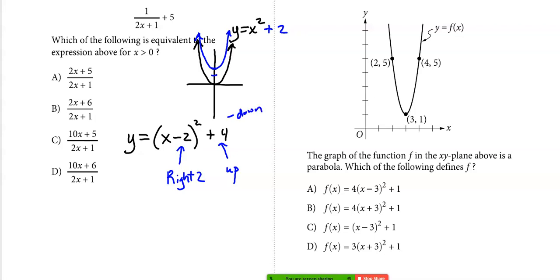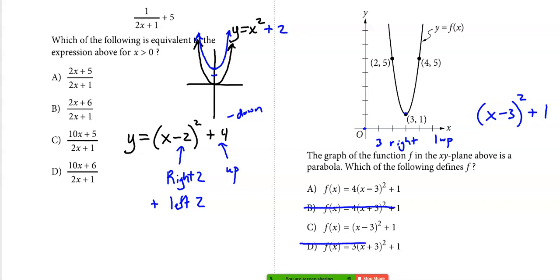The number in parentheses, if it's right 2, that was negative. If it was positive, we would have gone left 2. So that's just some rules of transformations, which could help on this problem. Because I see on this problem, the vertex moved 3 to the right and 1 up. So I know in my parentheses, 3 to the right is that, and 1 up is this. Well, that wipes out these two.